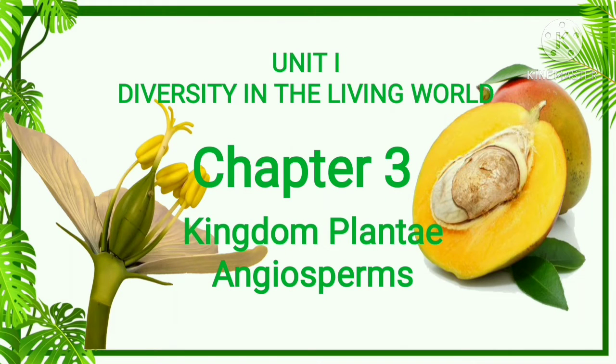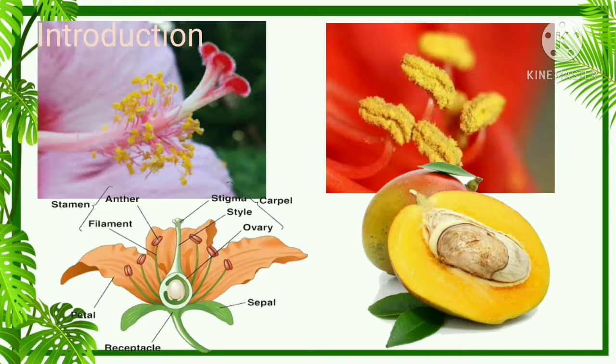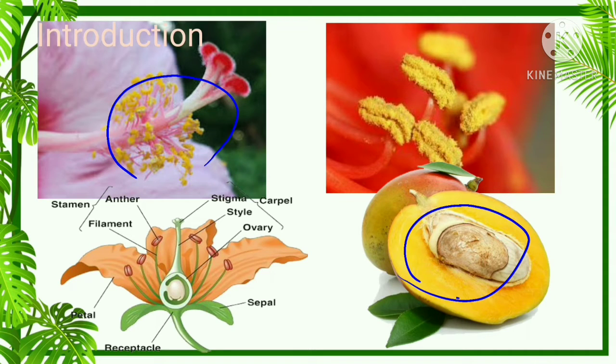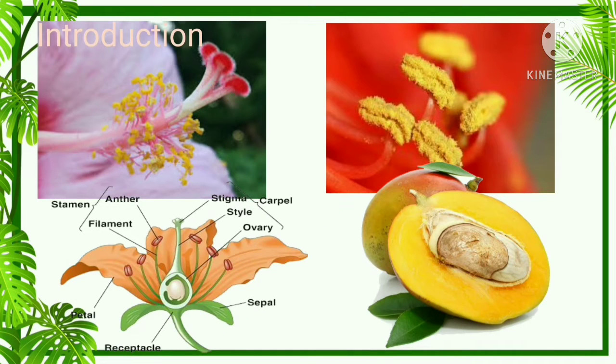Today we are going to discuss the most colorful and the most beautiful groups of Plantae, Angiosperms. Angiosperms are the flowering plants. In Angiosperms, the pollen grains as well as the ovules are enclosed in specialized structures known as flowers, and the seeds are enclosed in fruits.